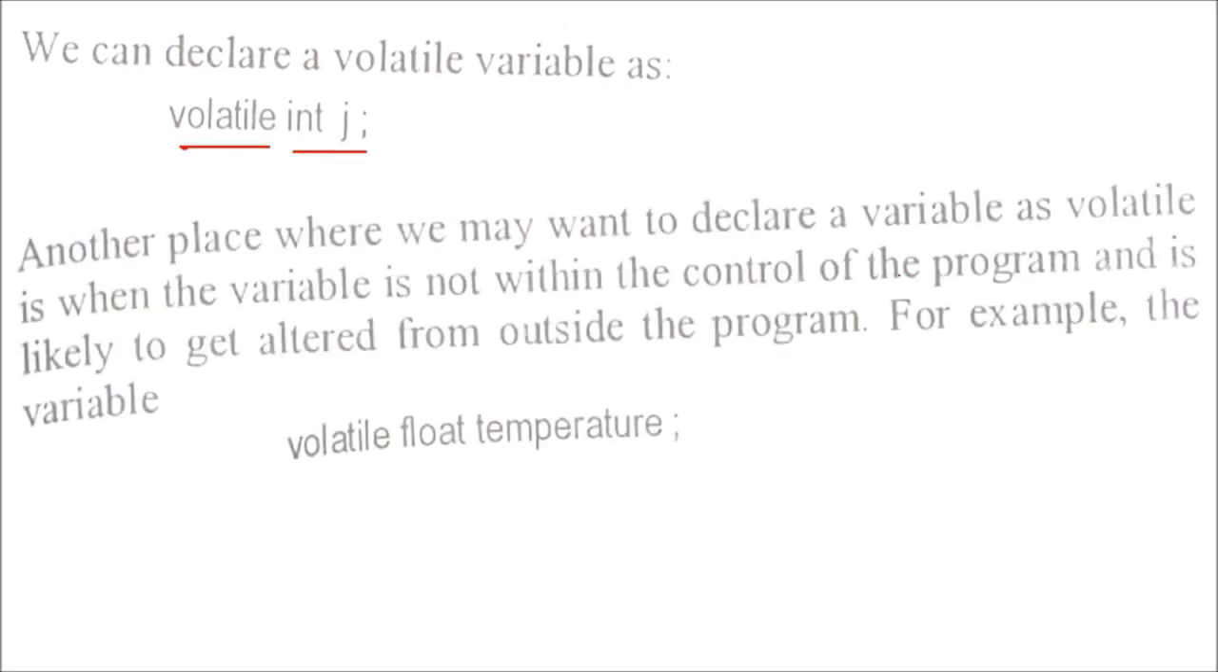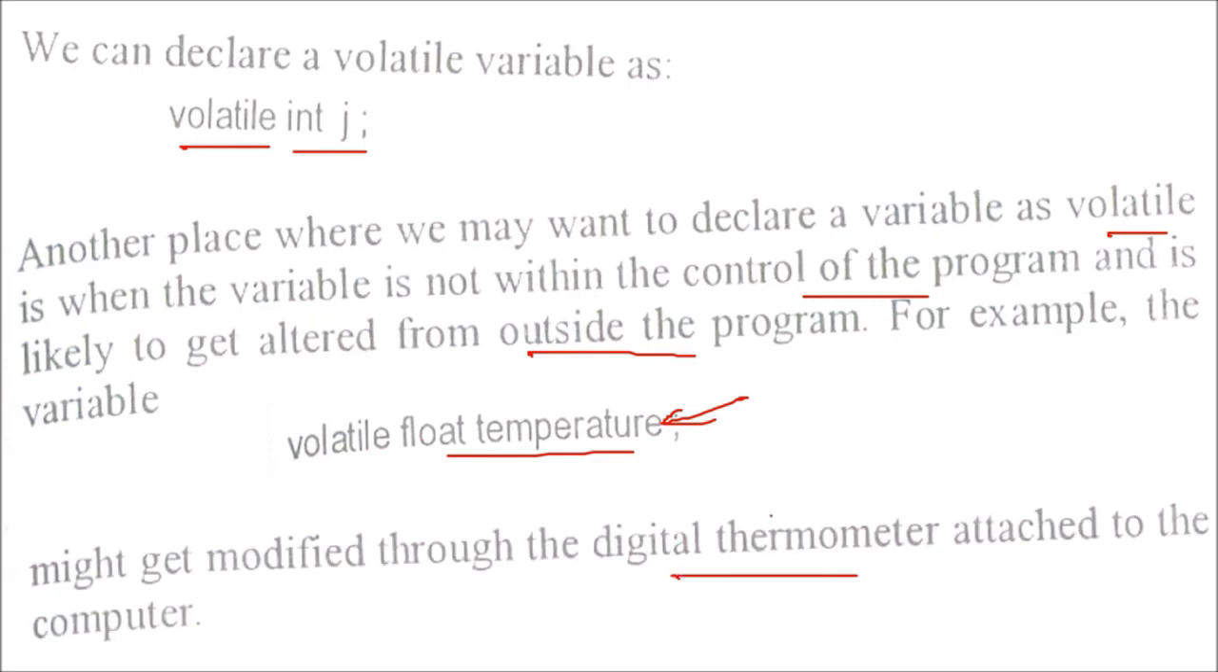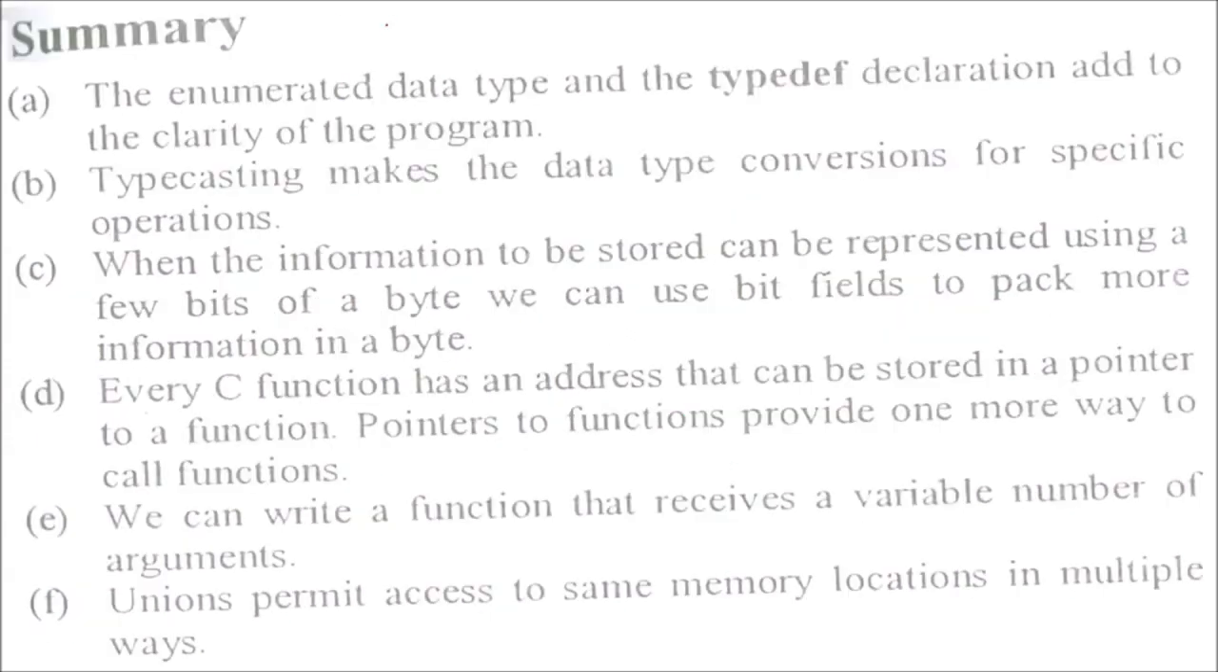Another place where volatile becomes important is when the variable is not within the control of the program, or we know that the variable is going to be altered outside the program. For example, this one, we know this temperature is going to be modified through some digital thermometer attached to the computer. So let us summarize what we have seen.